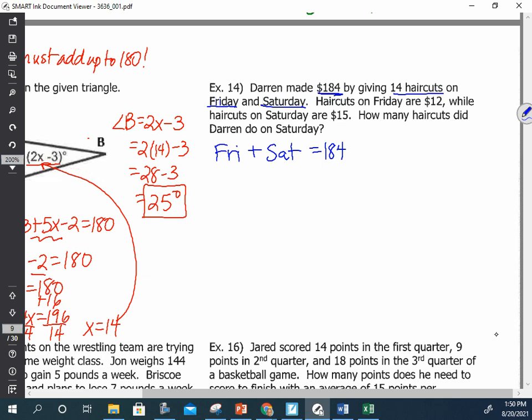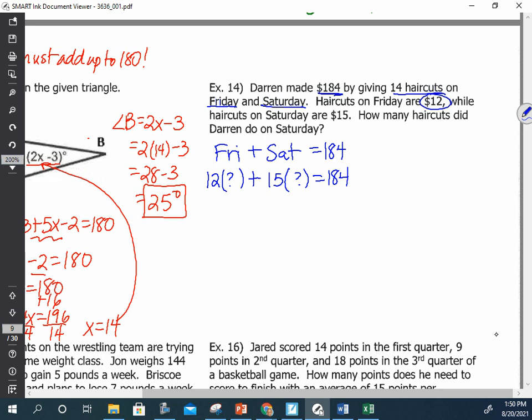So one thing we do know is that on Friday, haircuts are $12. On Saturday, haircuts are $15. What we don't know is how many he did on each day. So we don't know 12 times what and 15 times what. So here's how we get the variables for that. Remember, he only did 14 haircuts. So between the 2 days, it has to add up to 14.